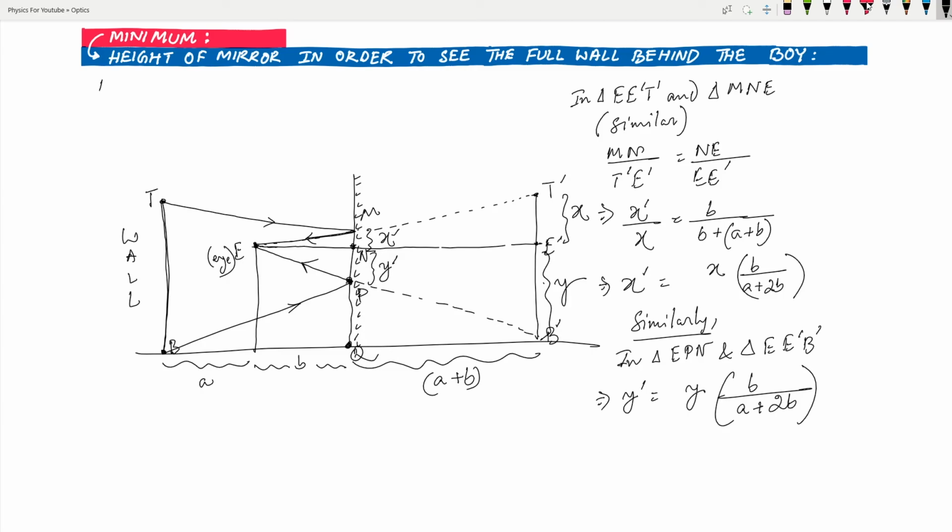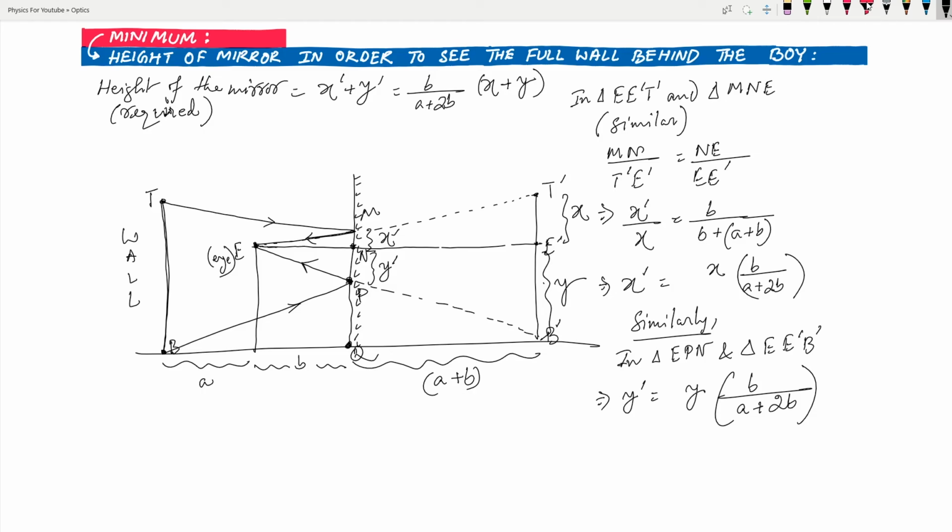Now we need the height of the mirror. So the height of the mirror, or we can say the required height, or the minimum required height, is nothing but X dash plus Y dash. Simple. Now just put the value of X dash plus Y dash in that equation. We can take B by A plus 2B as common and write X plus Y.